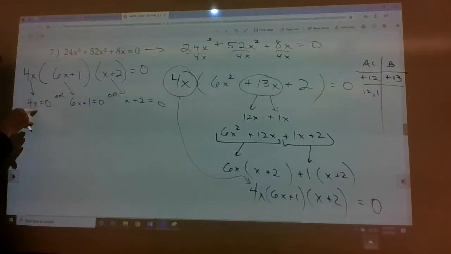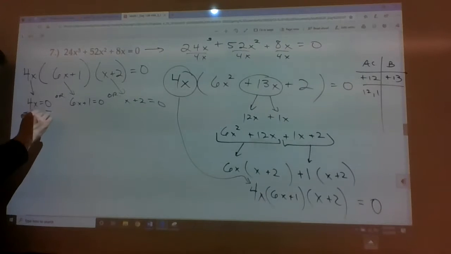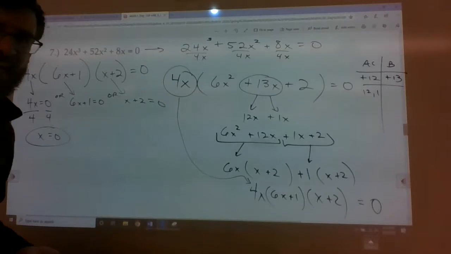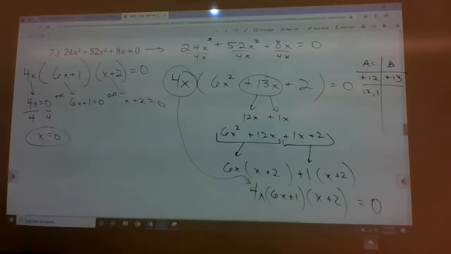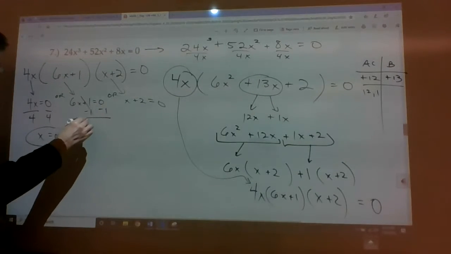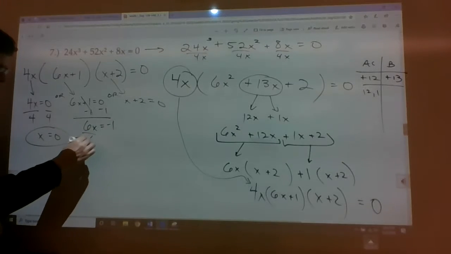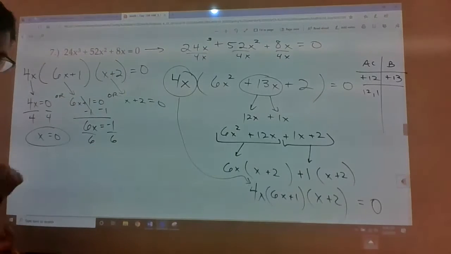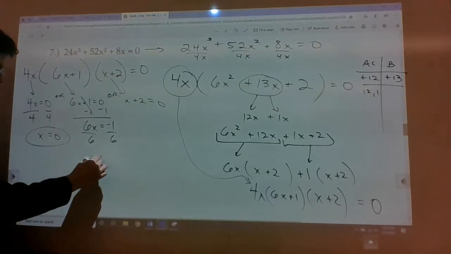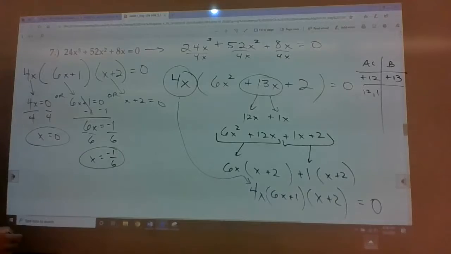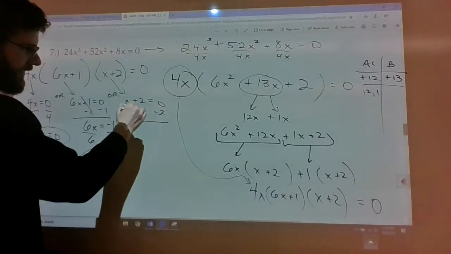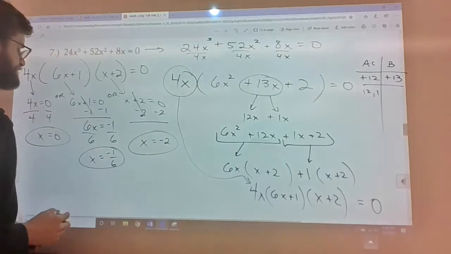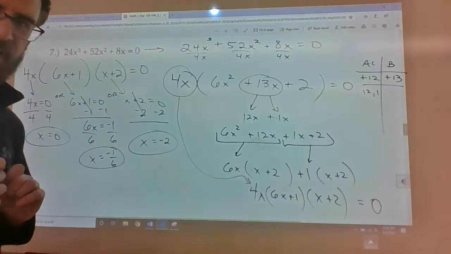So 4 times blank gives you 0. You divide by 4. 0 divided by 4 is 0. There's our first solution, or at least our first potential solution, x equals 0. Here you're going to subtract 1 from both sides, and divide by 6. Remember, this is not negative 6. It is negative 1/6. This one you subtract 2 and you get x equals 0 minus 2, negative 2. So these are 3 potential solutions you get.